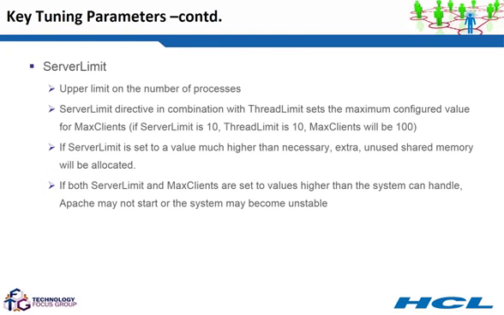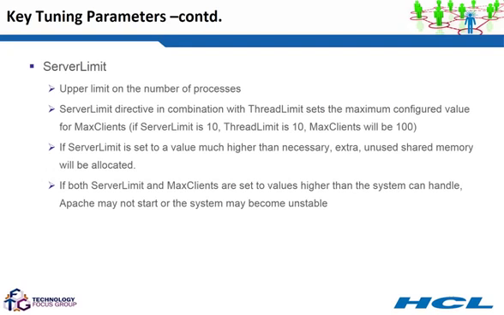There is another parameter, server limit. It is an upper limit on the number of processes. Okay, how many processes should be there? It's an upper limit on that number. Server limit in combination with thread limit, which we discussed previously, sets the maximum configured value for max client.